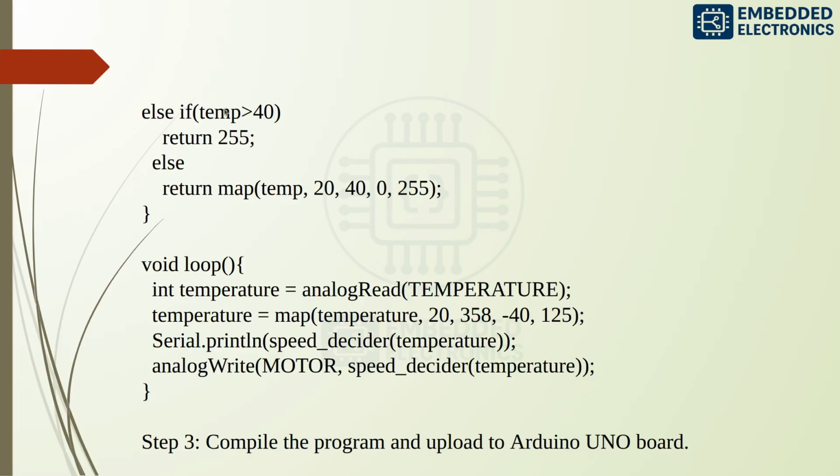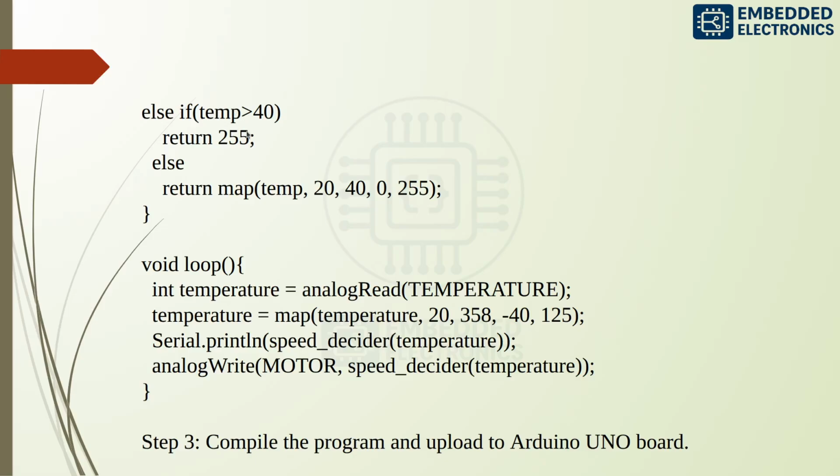If the temperature is between 20 degrees Celsius and 40 degrees Celsius, it returns one math function. This function linearly converts the temperature range, 20 to 40 degrees Celsius, into the PWM range, that is 0 to 255, enabling gradual speed variation. Next we are using the loop function. This runs continuously, but the setup function runs only once.